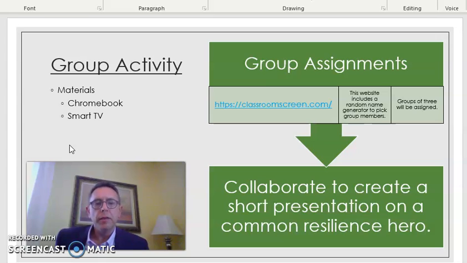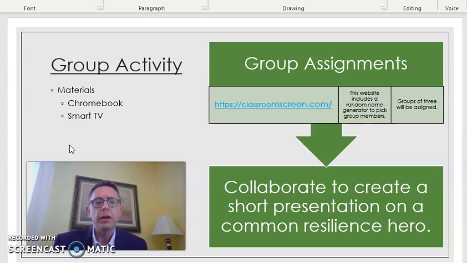A lot of times, even back when I was in the classroom, if I wanted to randomly generate groups, I would use a computer program called classroomscreen.com, and I've given the link for classroomscreen.com here on this slide. You just simply click there and you can type in the names of all the people present. It would be a way for me to help take roll, and it would also be a way for me to randomly generate groups, because there's a random name generator there. So I'd click the random name generator, get our groups.